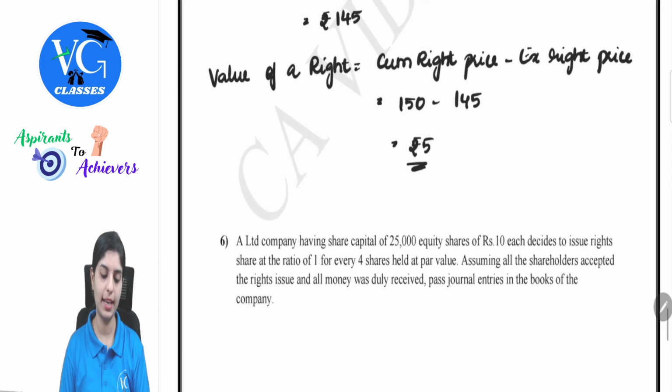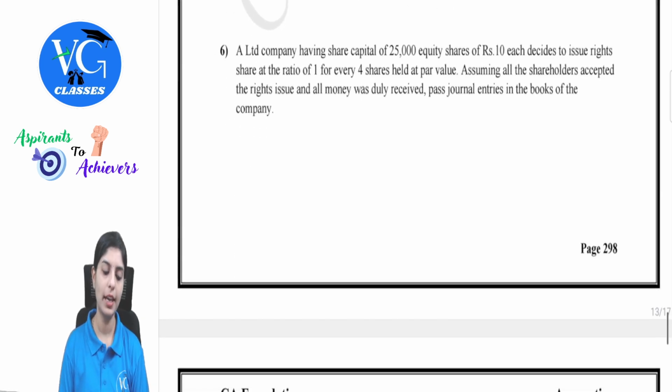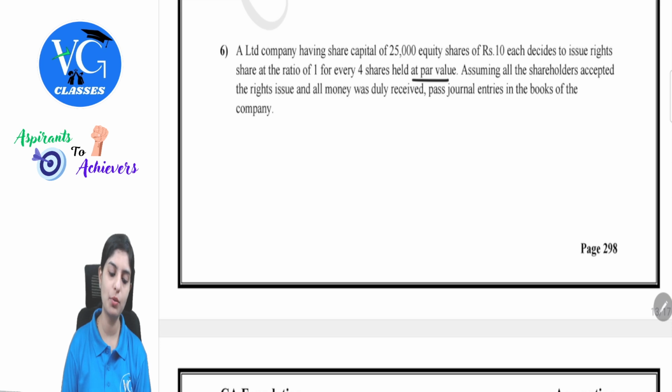Yes. Next question. A limited company having share capital of 25,000 equity shares of 10 each decides to issue right shares in the ratio of 1 for every 4 held at par value. So the issue is happening at par. Assuming all the shareholders accepted the right issue and all money was duly received, pass journal entries in the books of the company. There was only one entry, so the issue is at par.